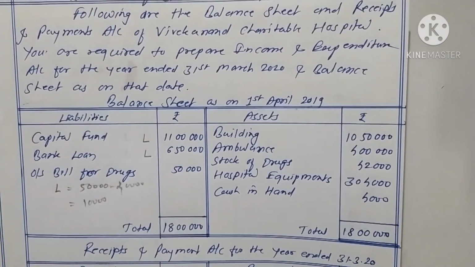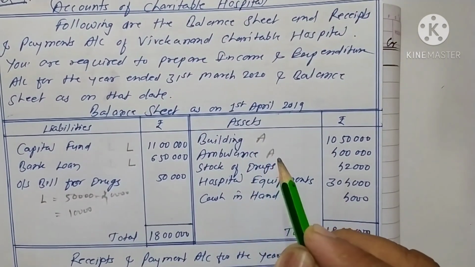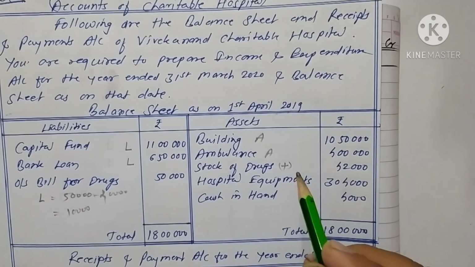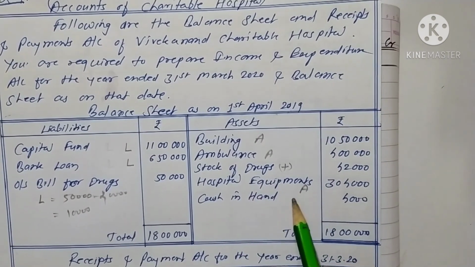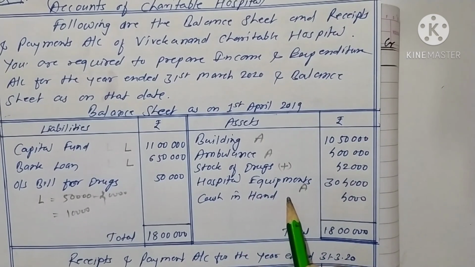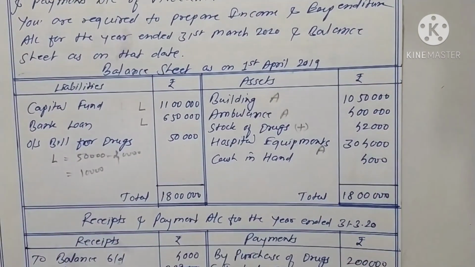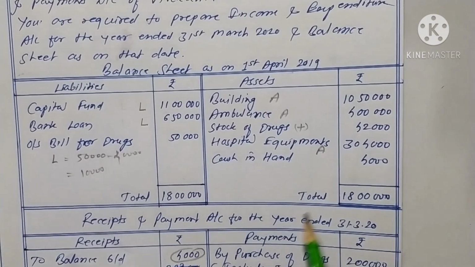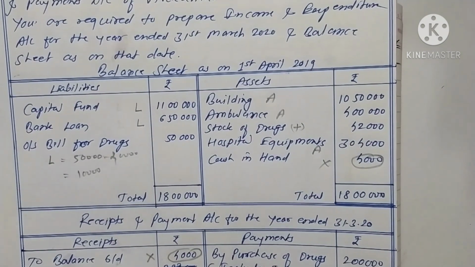Okay, now the asset side. Building is an asset. Ambulance is an asset. Stock of drugs is the opening stock, which is added in drugs. Hospital equipment is an asset. Now cash in hand Rs 4,000 has a second effect and directly appears in the question. Here the two balance brought down figures, 4,000 and the last balance 4,000, will not affect the answer sheet.